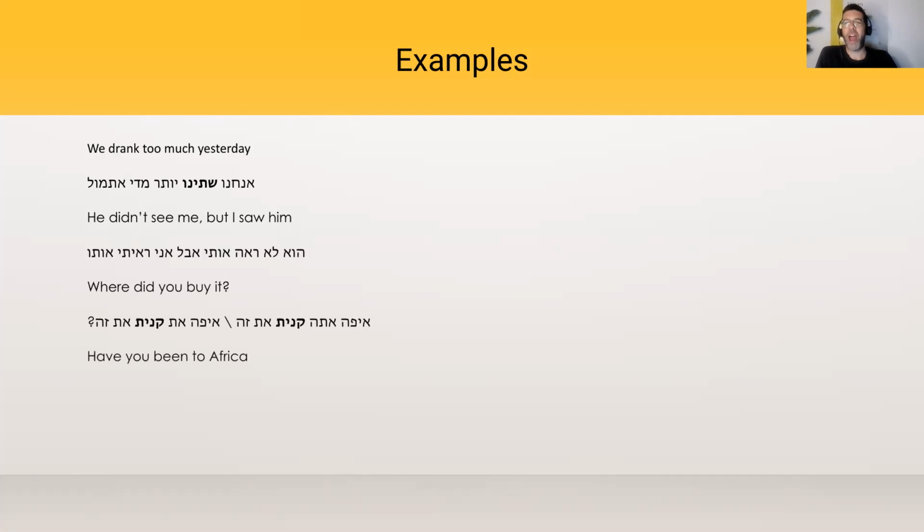Have you been to Africa? And in Hebrew, אתה היית באפריקה? If you're asking a guy. And if you're asking a girl, את היית באפריקה? עוד פעם, guys. את היית באפריקה? Very good. I was tired. And in Hebrew, אני הייתי עייף. Because I'm a guy. If I had a girl next to me, she would have said, אני הייתי עייפה. Nice.